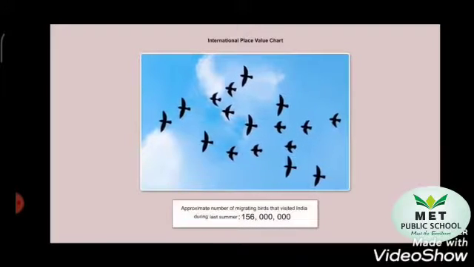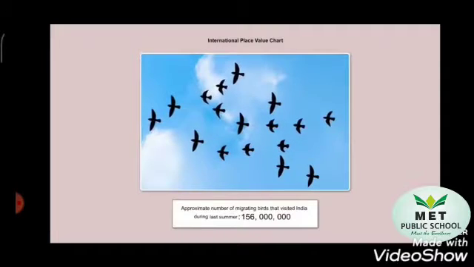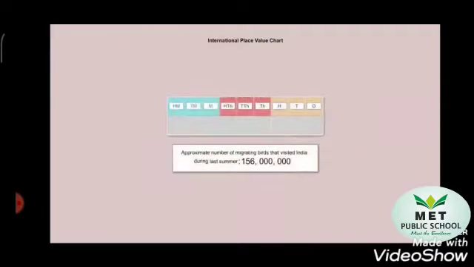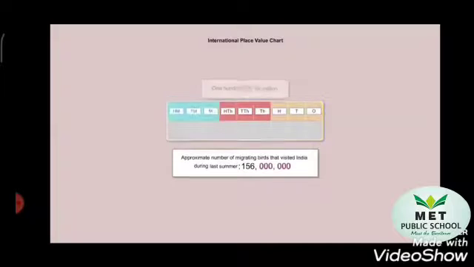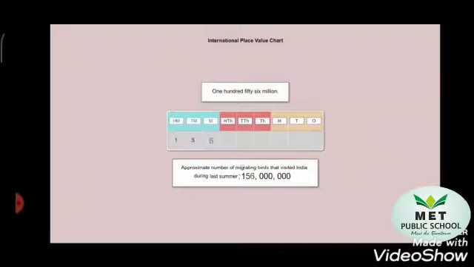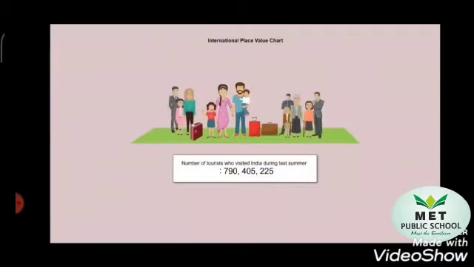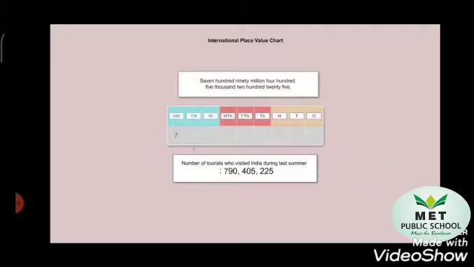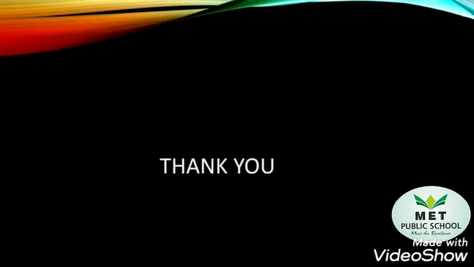Here is the number of birds which migrated to India last year. Let us place these numbers in the chart. It is read as 156 million because we have ignored the digits having 0. Here is another example.